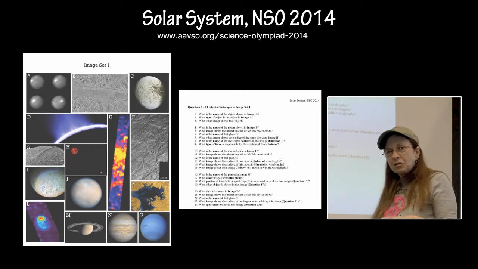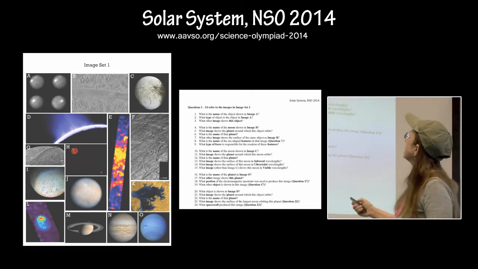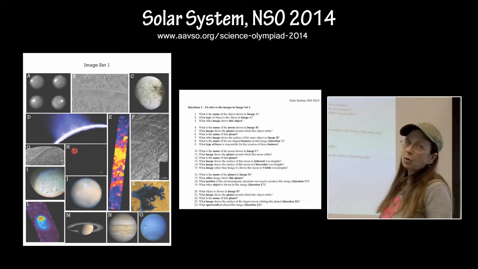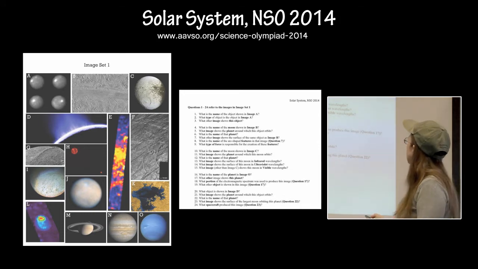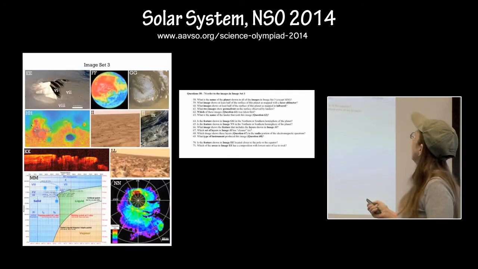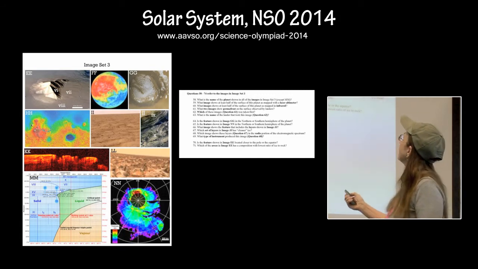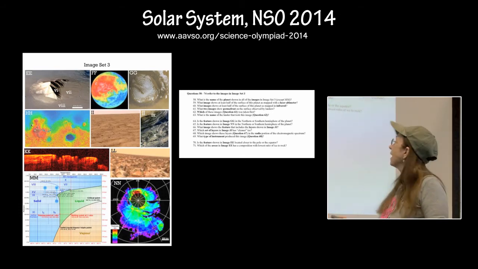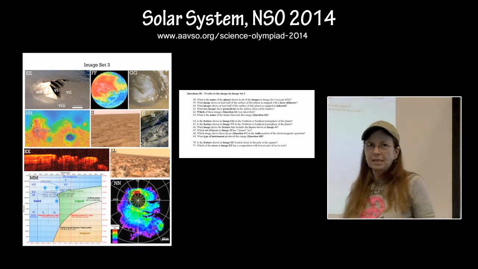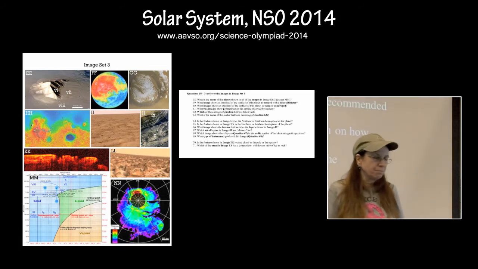Students and teams can use it to practice with, but you can also use it as another example of how to construct the test. Here is, for instance, image set 1, along with the 24 questions that go along with it. This gives you an idea of the kinds of questions and how to put them together. Here is another page: questions 58 through 74 refer to image set 3, and here is image set 3. This will give you a really great idea of how to put your test together for 2015.